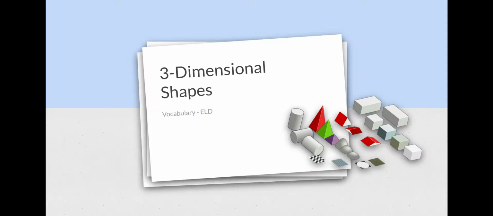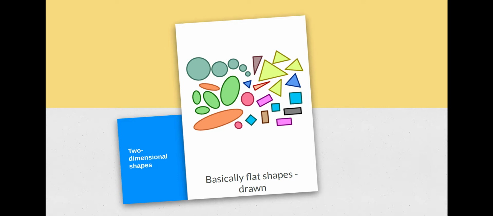Hi, boys and girls. Today we're going to talk about three-dimensional shapes. These are different types of shapes that you're going to hear about in your math class. Before we talk about the features of three-dimensional shapes and some examples, we need to first think back to what two-dimensional shapes are. Two-dimensional shapes are basically flat shapes that can be drawn.